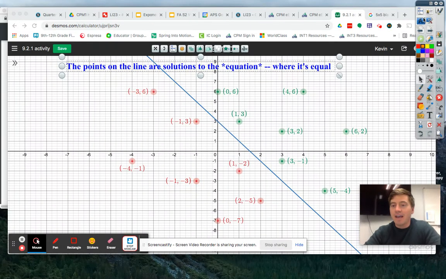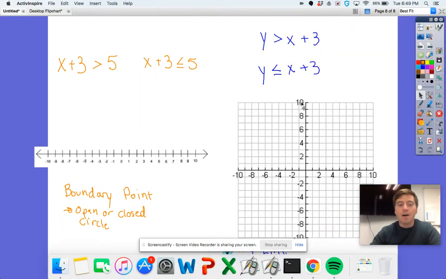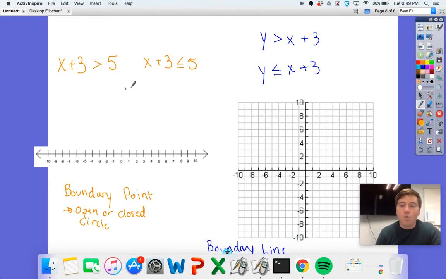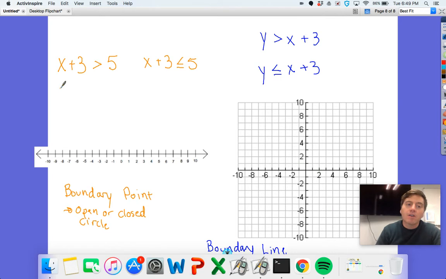So let's look at that and compare it to what we've seen already with graphing one variable. If we had something like this, we started out by saying, well, what if we find out where it's equal? We can subtract 3 from each side and say it's 2. And we have what we called a boundary point. So that is 2. And we had to decide, is this an open or closed circle? Well, it depends on whether it should be equal to or not. In this case, it's a strict inequality. It's not allowed to be equal to.